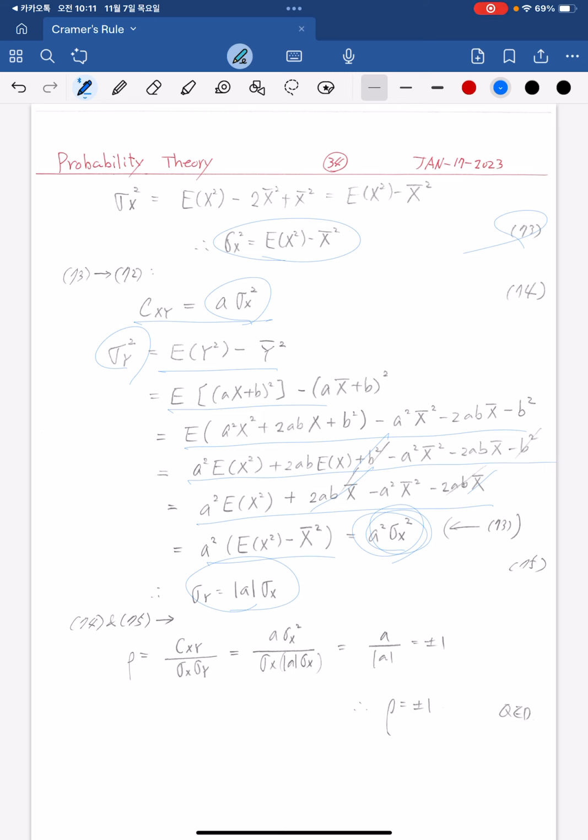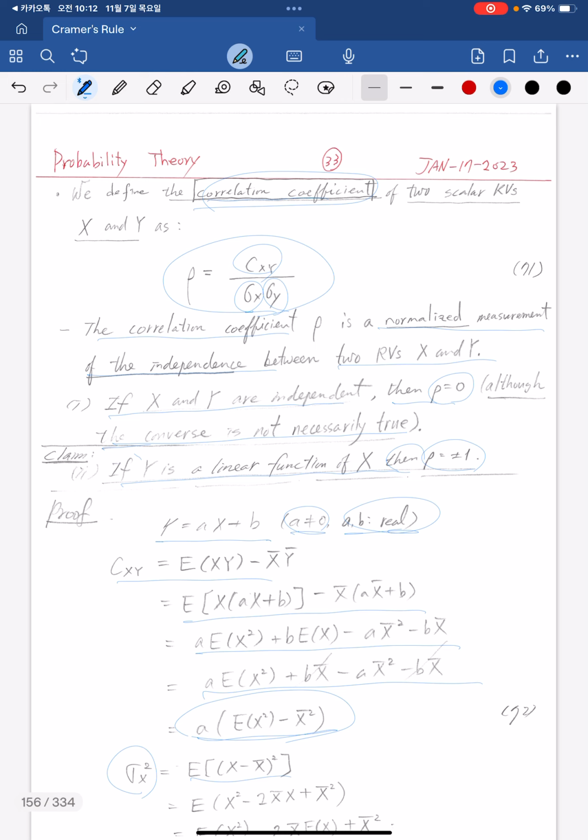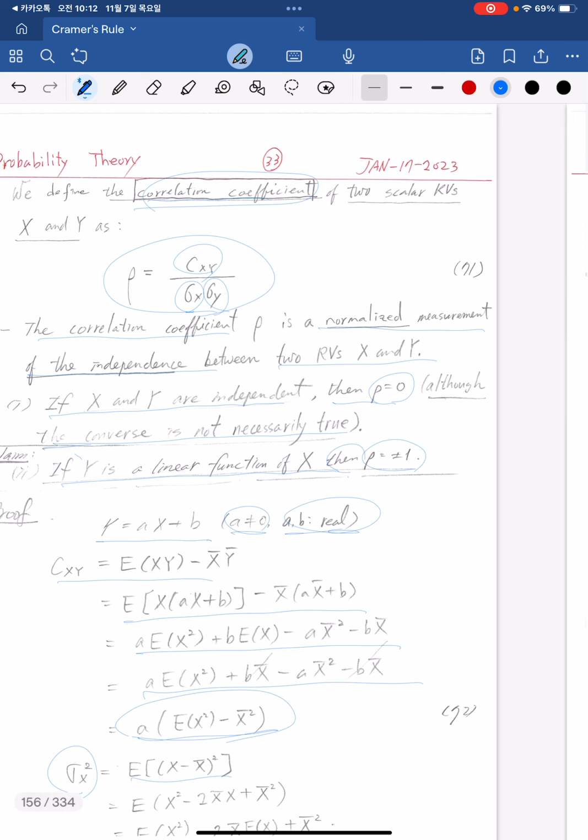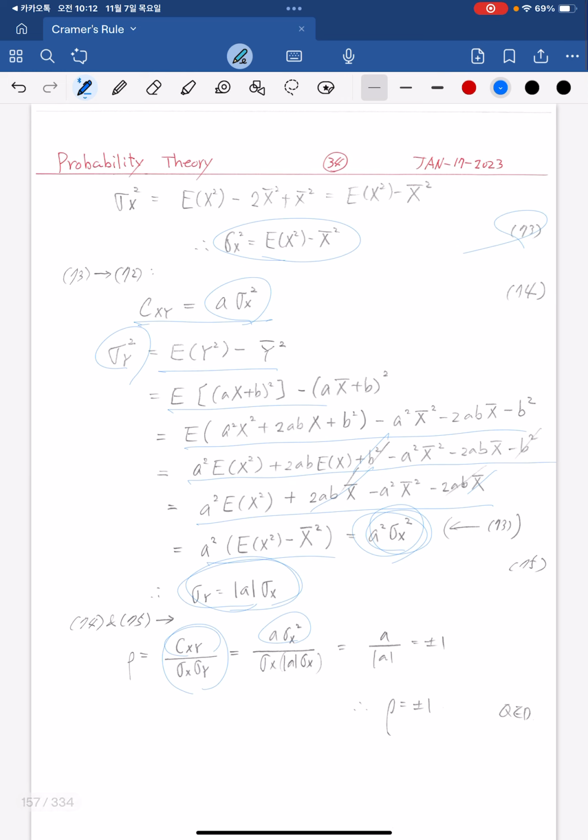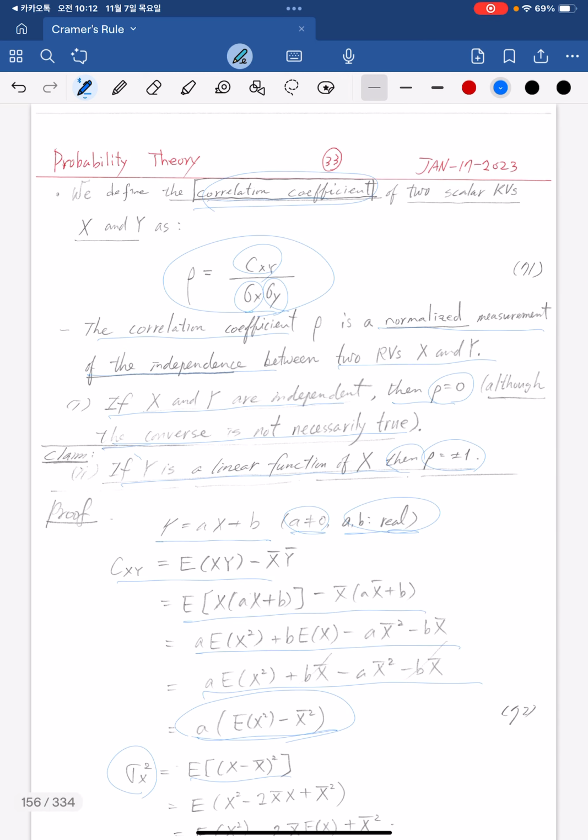시그마 Y는 아마 a의 절대값하면 돼요. 74, 75로 넣으면 시그마 X, 시그마 Y분의 시그마 XY는 a 시그마 X 제곱 나누기 a의 절대값 시그마 X 제곱, 이렇게 돼요. 플러스 마이너스 1이 돼요. 네, 플러스 마이너스 1. 리니어. 그 코릴레이션 코피션트가 플러스 마이너스 1이 되는 리니어 펑션이에요.